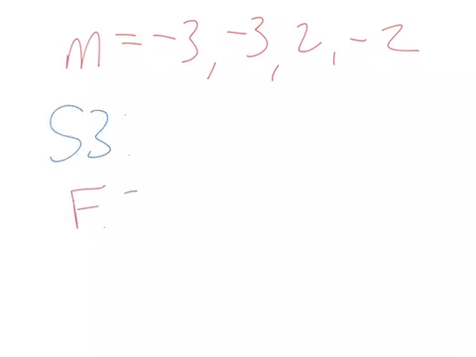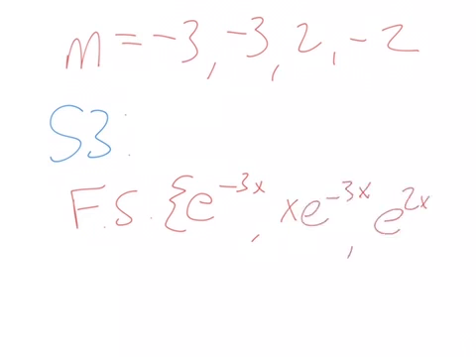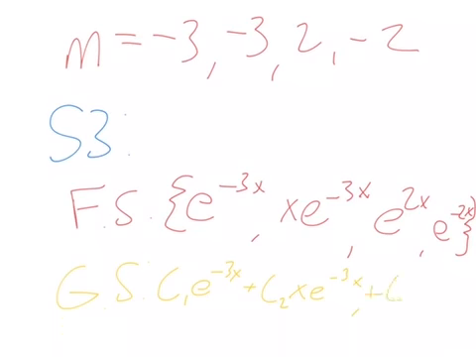Our fundamental solution is as follows. e to the negative 3x, x e to the negative 3x, e to the 2x, e to the negative 2x. And then we can write our general solution, which is c1 e to the negative 3x plus c2 x e to the negative 3x plus c3 e to the 2x. And then down here, I'll write plus c4 e to the negative 2x.